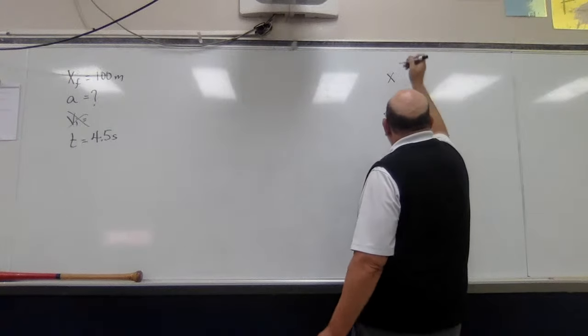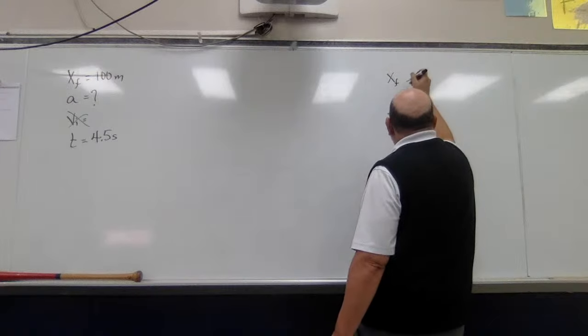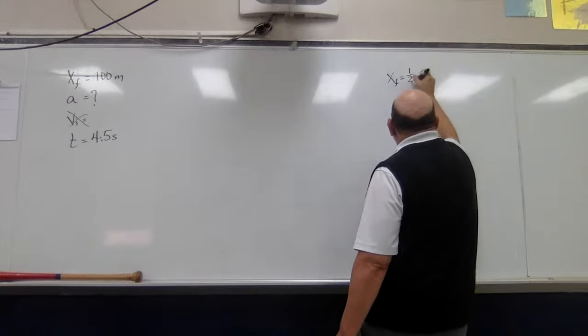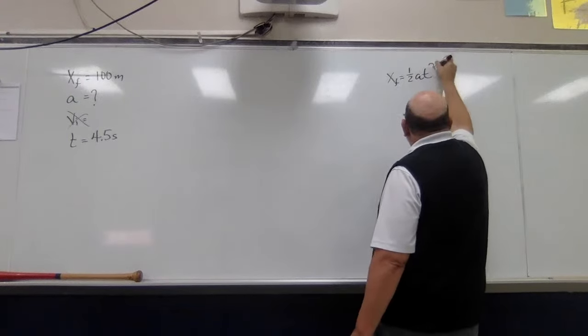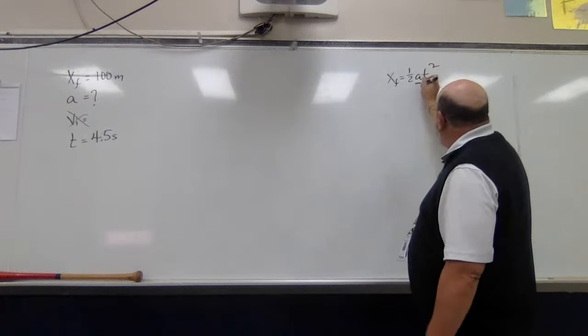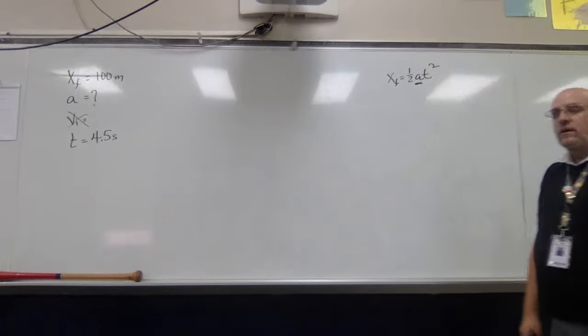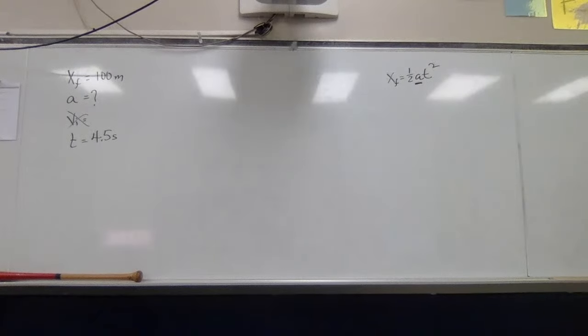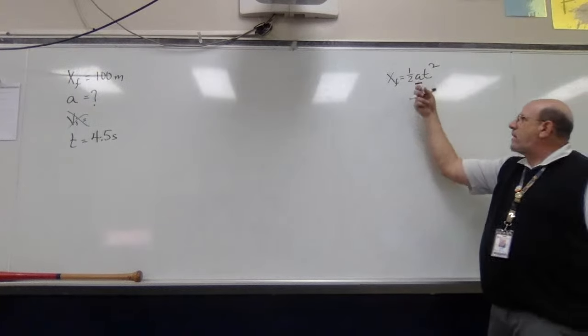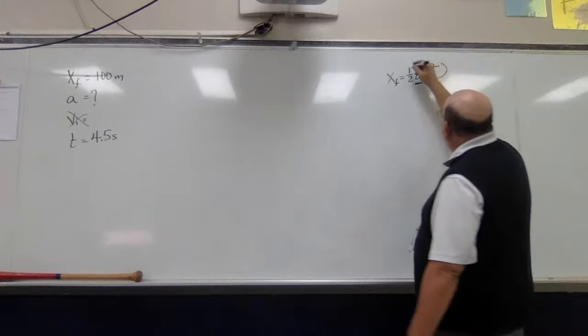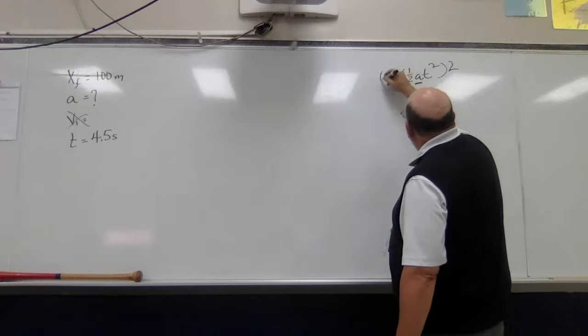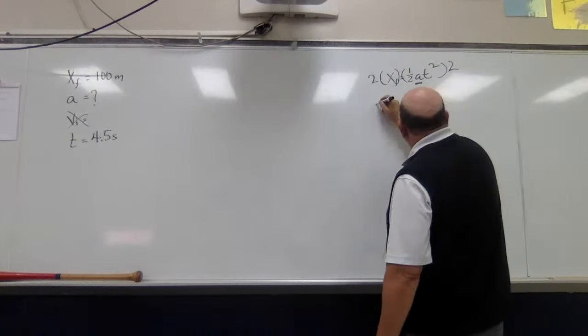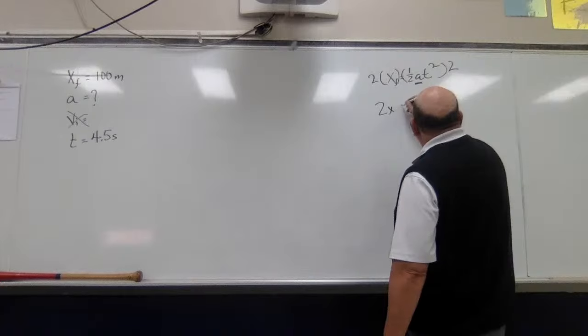We're still going to use the third one. But since we don't have any initial displacement or initial distance, we're going to use x = 1/2 a t squared. But we have to solve it for a. First thing I have to do is get rid of that 1/2. How do we get rid of a half? Multiply by 2. All right, so I have 2x equals a t squared.